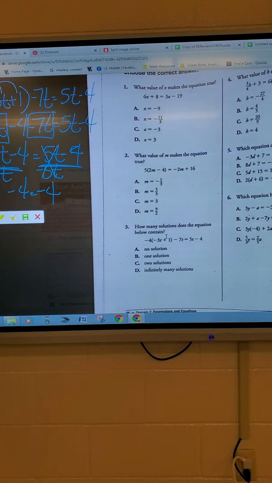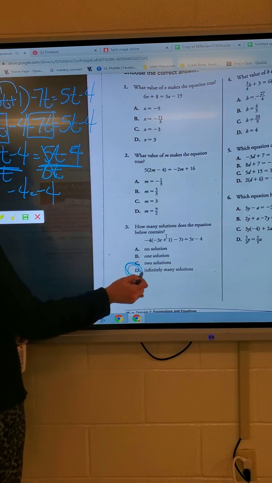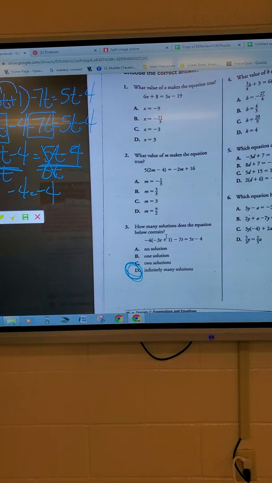So the answer here is infinite. Now, notice they're saying infinitely many, which is probably how you'll see it in a lot of cases. Infinitely many solutions. But to keep it condensed, we just call it many solutions. Okay? But it's infinitely many. In other words, no matter what you put in for t, you're going to get the same answer on both sides every time. Okay?